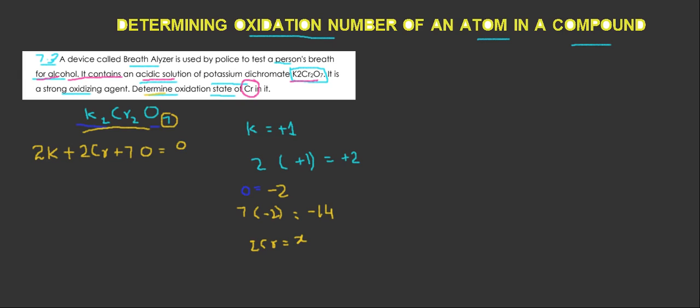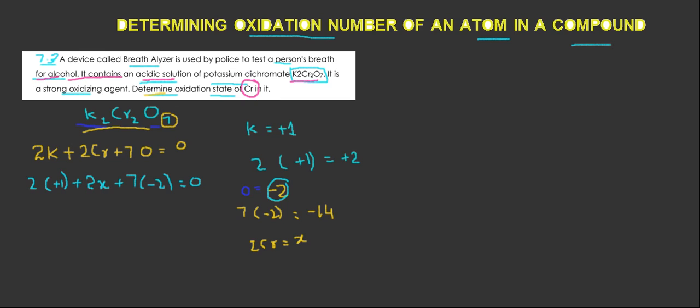As we have studied, potassium belongs to group 1A, so the oxidation state for potassium will be +1. So for potassium you write +1, and for chromium you write X, because you have to find the oxidation number for chromium. So you write 2X, and then plus 7 atoms of oxygen. Each oxygen atom has -2 charge, so you write 7 into -2, and that would be equal to 0.